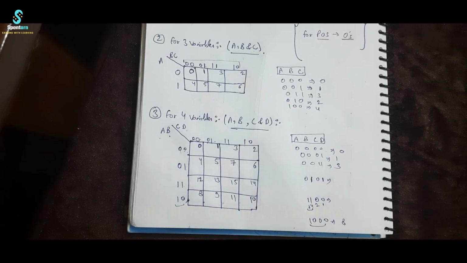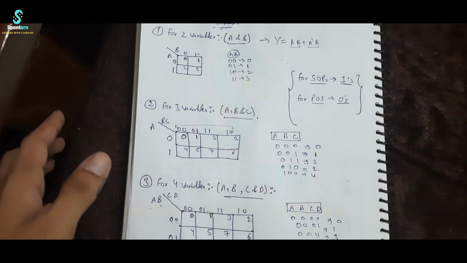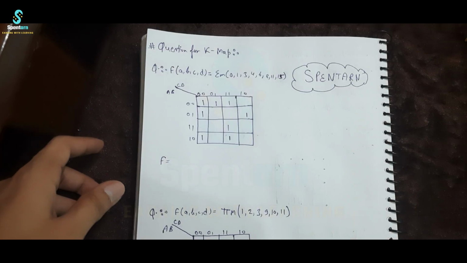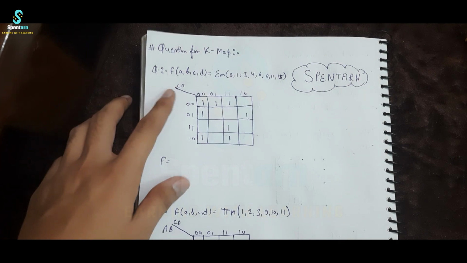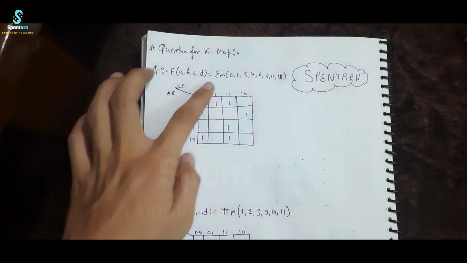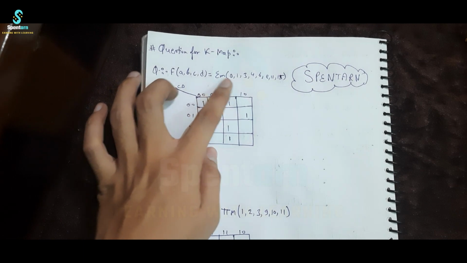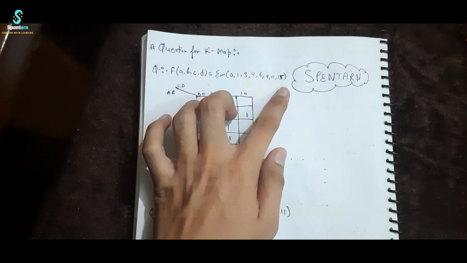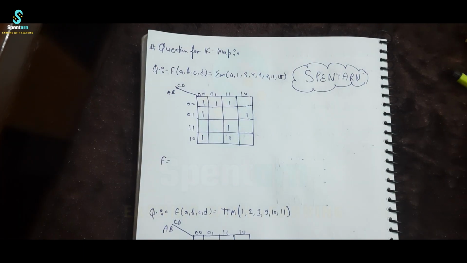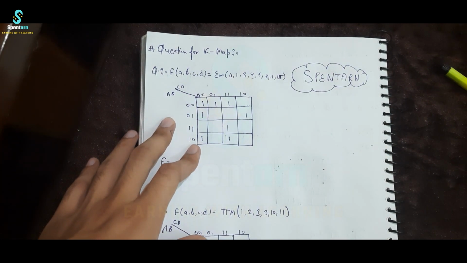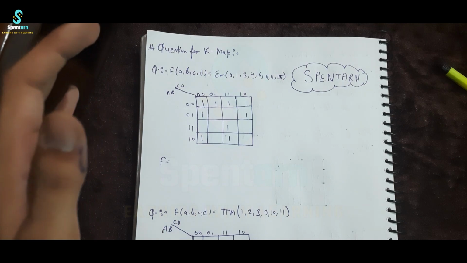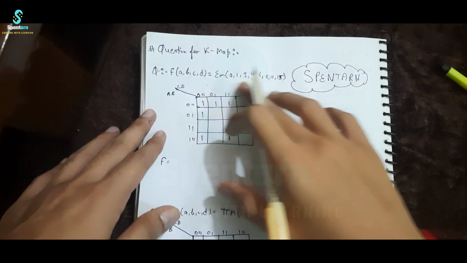For the POS and SOP, both the forms, we will be doing the numericals. Okay, we are here with the question of K-map. Here we have been given this question: F(A, B, C, D) = Σm(0, 1, 3, 4, 6, 8, 11, 15). What is this actually? It is basically the expression which is given to us. Not directly the expression; we have to make the expression, or we can say to reduce the expression, we are given this kind of thing.